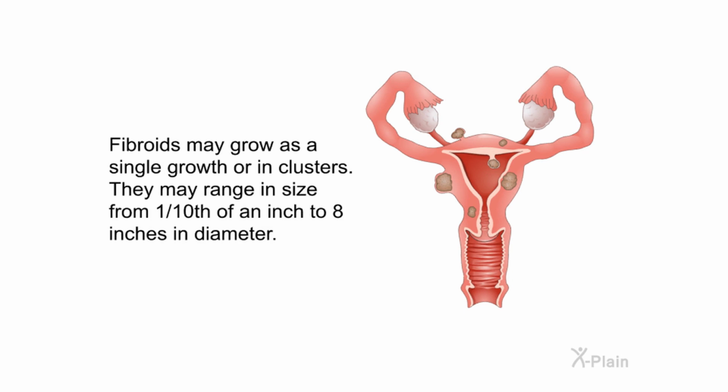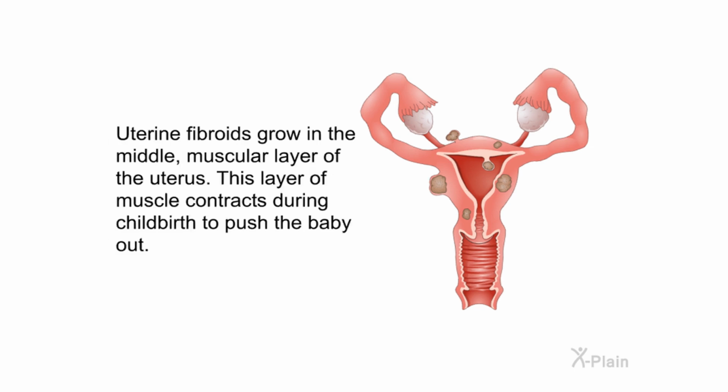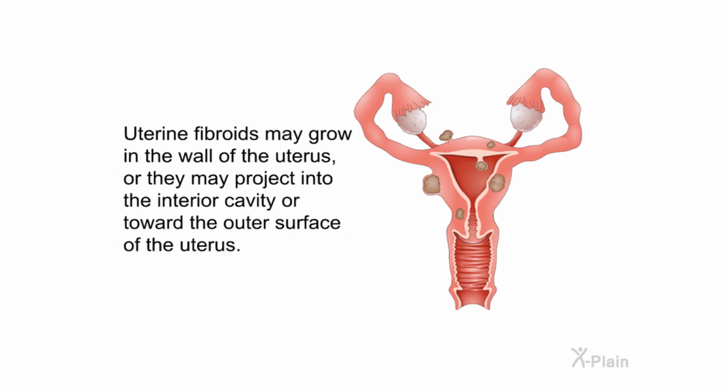Fibroids may grow as a single growth or in clusters. They may range in size from 1/10 of an inch to 8 inches in diameter. Uterine fibroids grow in the middle muscular layer of the uterus. This layer of muscle contracts during childbirth to push the baby out. Uterine fibroids may grow in the wall of the uterus, or they may project into the interior cavity or toward the outer surface of the uterus.